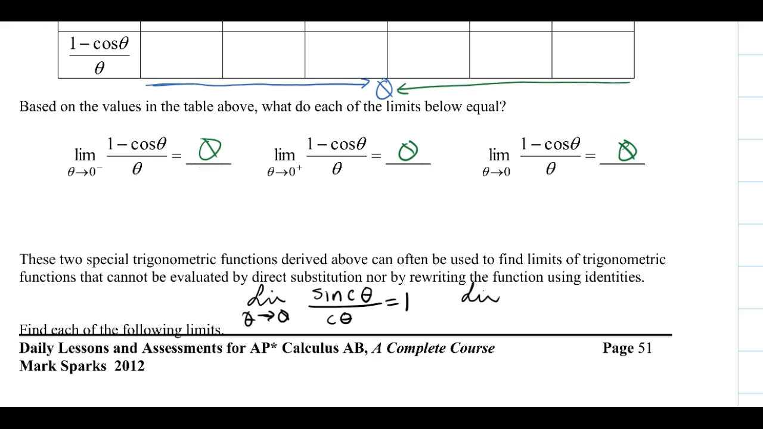Then I also have my cosine rule, the limit as theta approaches 0 of 1 minus cosine c theta over c theta. But this one equals 0. So my sine rule equals 1 and my cosine rule equals 0. In 1.4b, we will work several problems like these so that we can see what they look like in action.